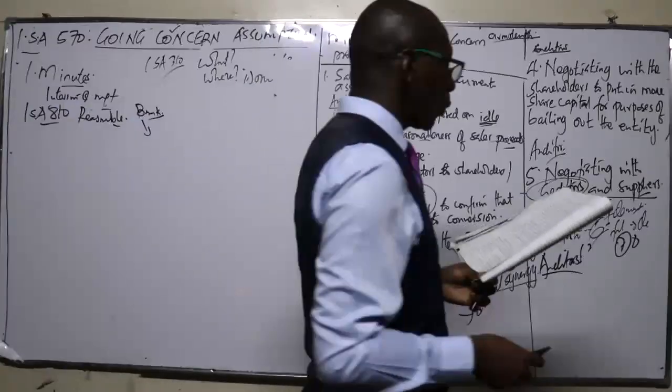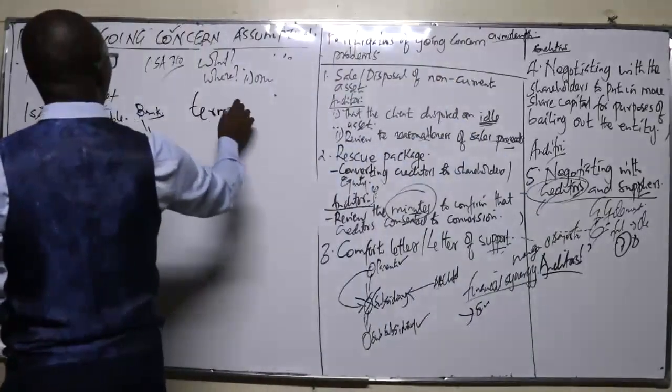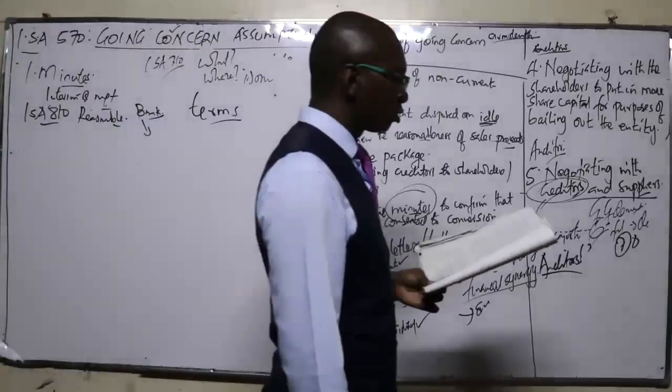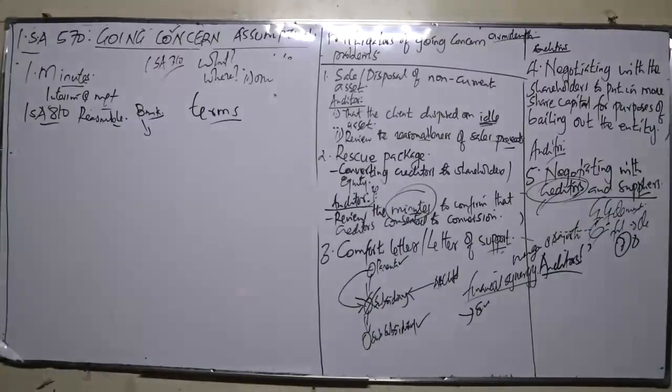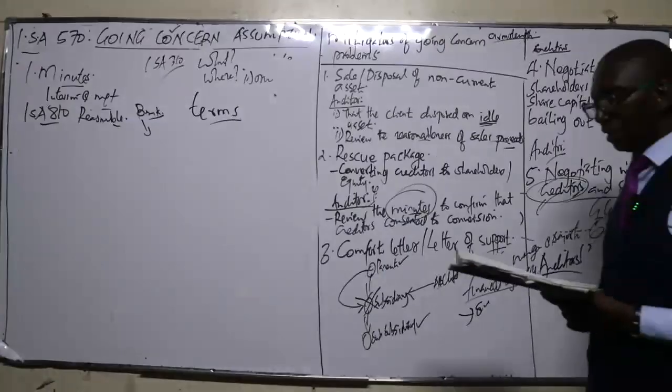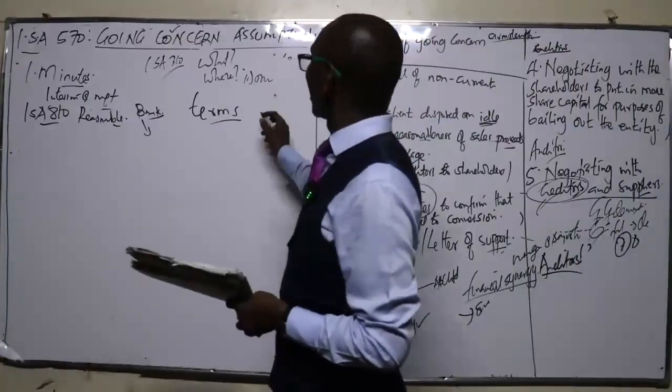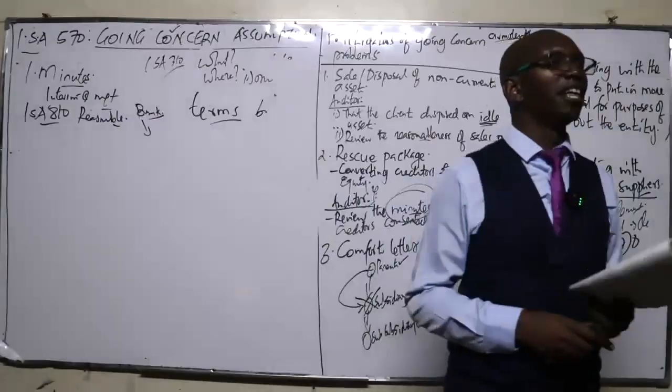Number 4, reviewing terms of debentures and loan agreements to determine whether it has been breached. Kenya was at the brink of breaching the Eurobonds.